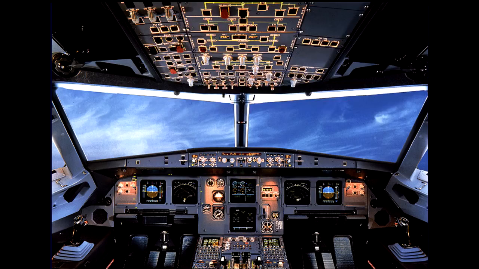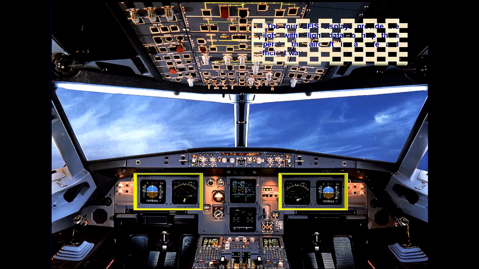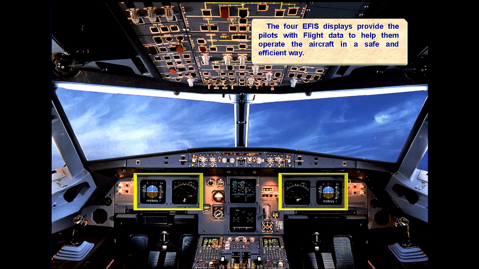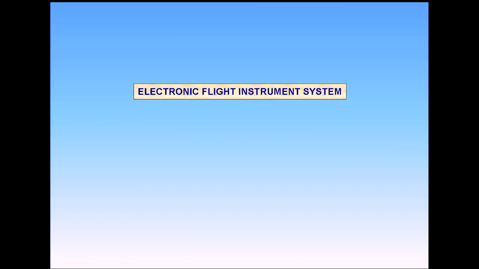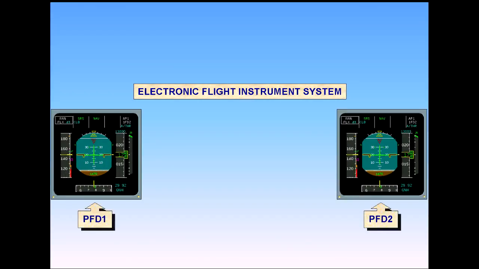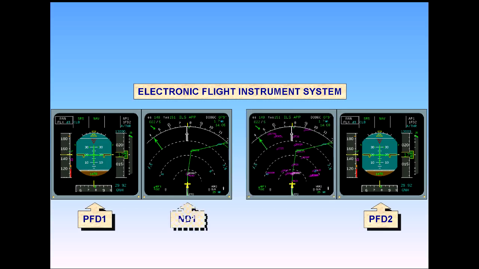The 4 EFIS displays provide the pilots with flight data to help them operate the aircraft in a safe and efficient way. Flight parameters are displayed on primary flight displays, PFDs, while navigation data is displayed on navigation displays, NDs.